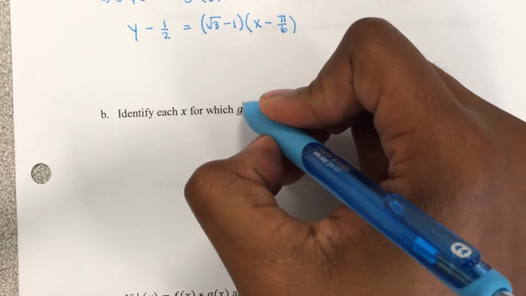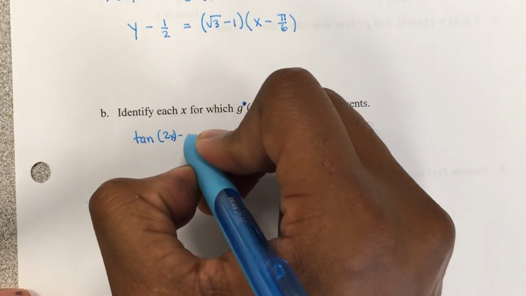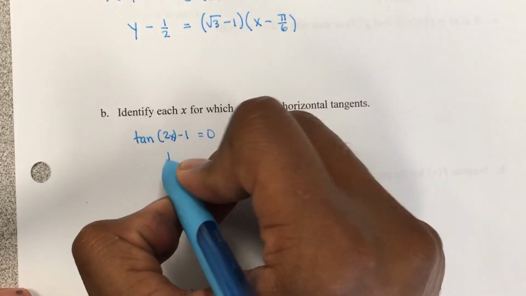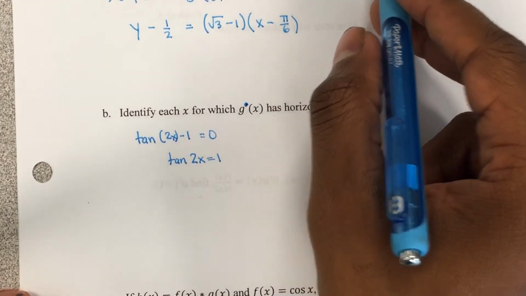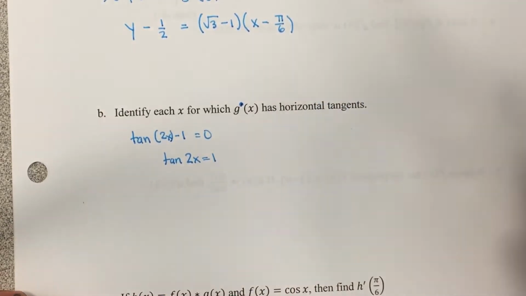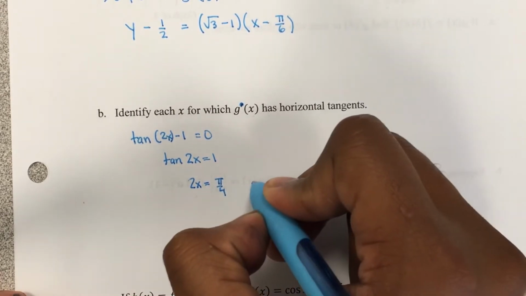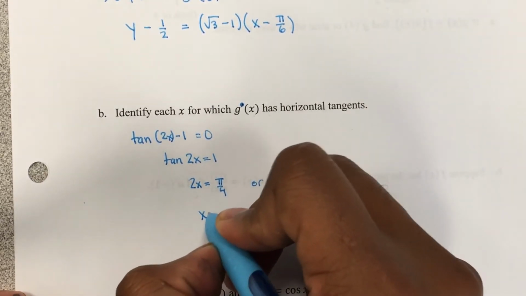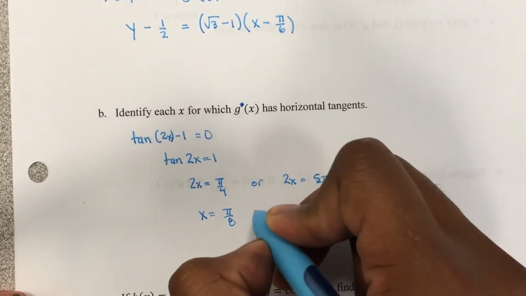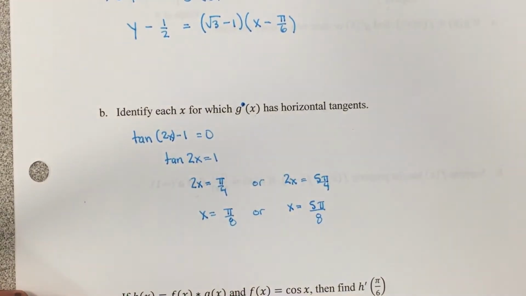Part B, I meant for this to be where g of x has horizontal tangents. If we were to do that, we would need to know where tangent 2x minus 1 equals 0. That would be where tangent 2x equals 1. On the interval 0 to 2 pi, we know tangent is 1 at pi over 4 and 5 pi over 4. So that means that 2x equals pi over 4 or 2x equals 5 pi over 4. So we get x equals pi over 8 or x equals 5 pi over 8.